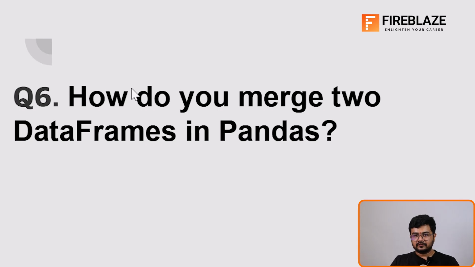Now there are four types of these merges. There's inner merge, full outer merge, left merge and right merge. So these are the four ways we can merge two data frames in pandas. Alright. Moving on to the next question.